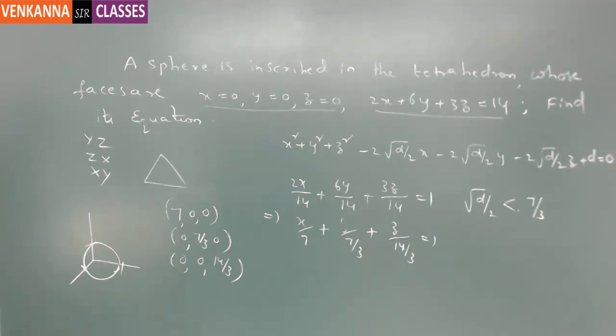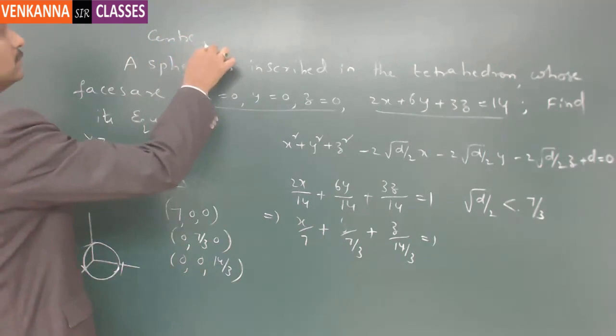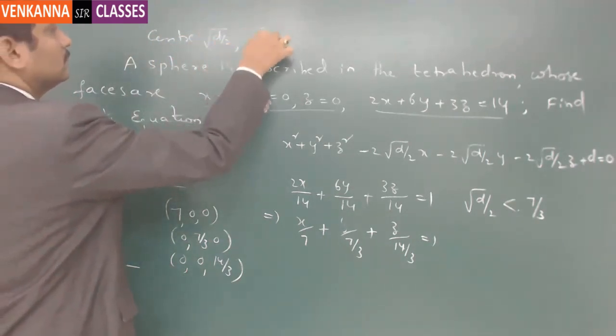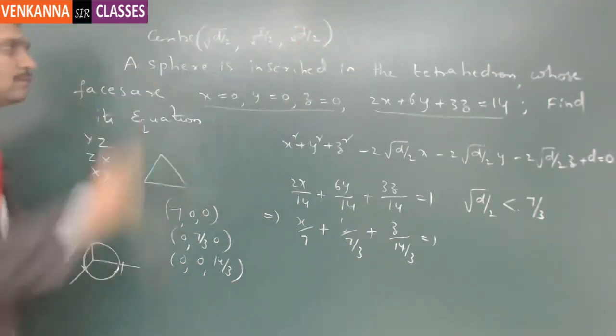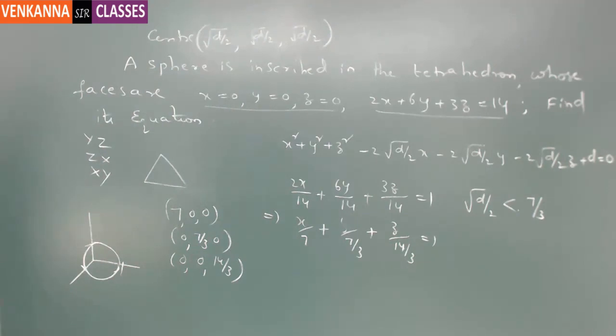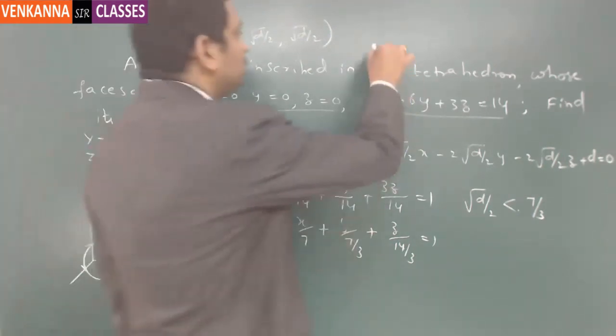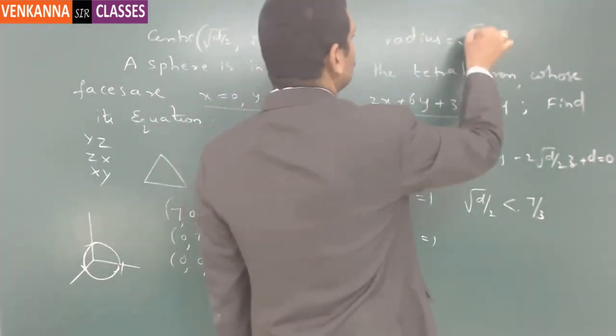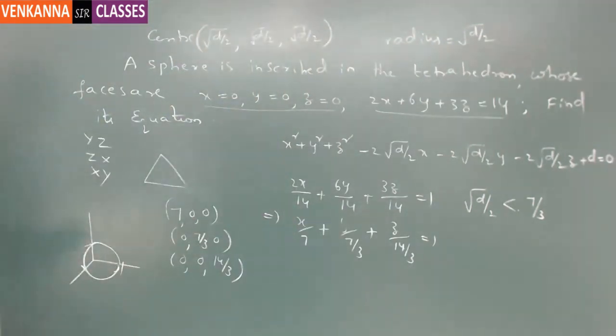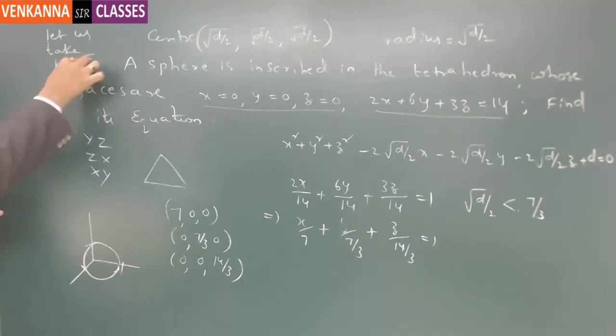Now, if you calculate the center for the sphere, then it is nothing but... and the radius part you can calculate, that is also nothing but root of d by 2. Because if you simplify u square plus v square plus w square minus d, you will get root of d by 2, the radius value. In order to simplify, let us take a symbol, k is equal to root of d by 2 for our convenience.